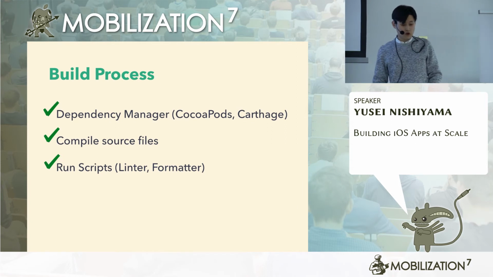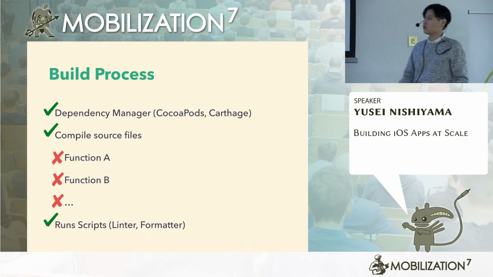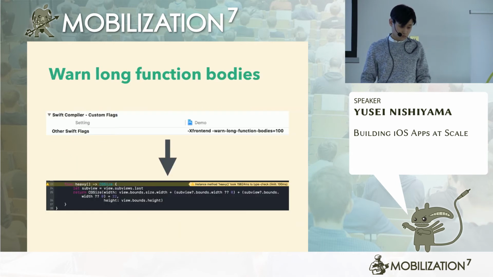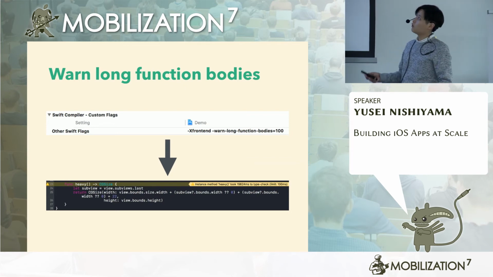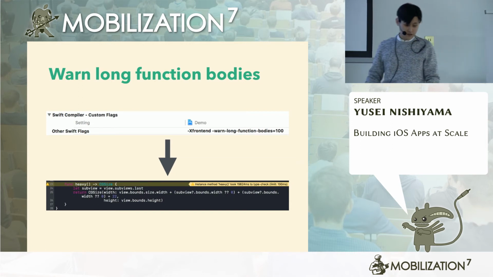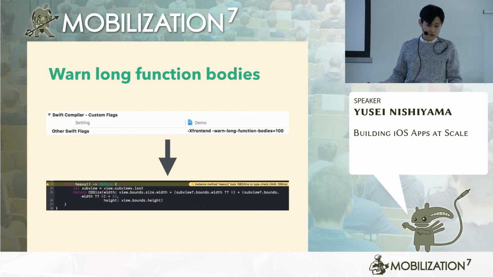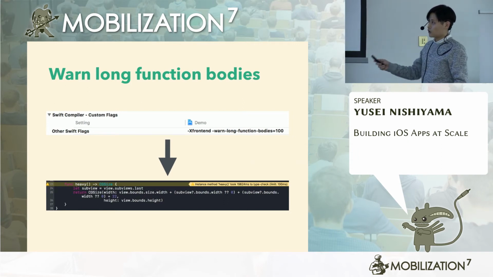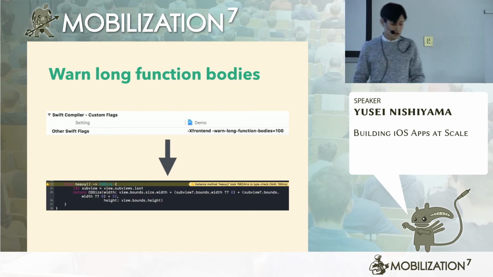So now we know how long each process takes, but you still can break down the compile phase into compilation of each function. An easy way to find a function which takes long to compile is to enable the warn long function bodies flag. If you turn the flag on, Xcode warns you of heavy functions. In this example, I set the threshold to 100 milliseconds, and Xcode complains because the function took 15 seconds to compile.